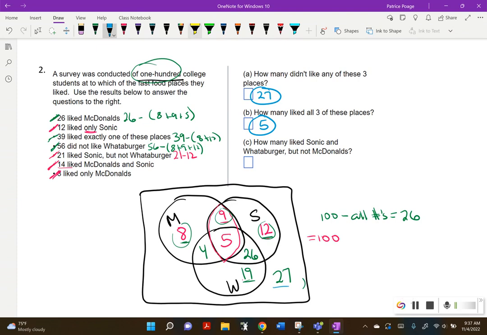And then how many liked Sonic and Whataburger? So that's all of Sonic plus all of Whataburger, but not McDonald's. So that's just going to be all three of these. Sonic and Whataburger, but not McDonald's. So if we add up 12, 26, and 19, we would get 57.